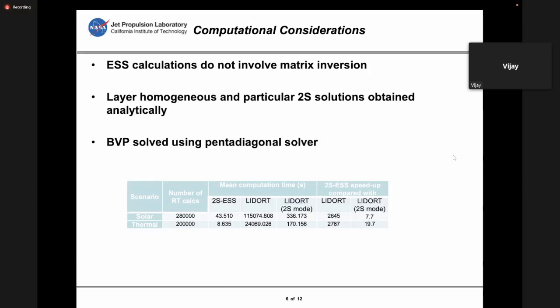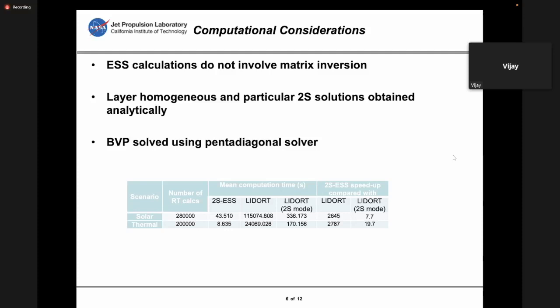Now, if you think of the computational efficiency, there are many reasons why the 2SESS model is attractive. For example, the ESS calculations do not involve any matrix inversion, which of course is typically the most significant time sink in solving the radiative transfer equation. Also, the layer homogeneous and particular solutions are obtained analytically. And then the boundary value problem, which of course is numerical, has a special structure, which means you can solve it using a pentadiagonal solver, which is far more efficient than the matrix routines used for multi-stream scenarios.